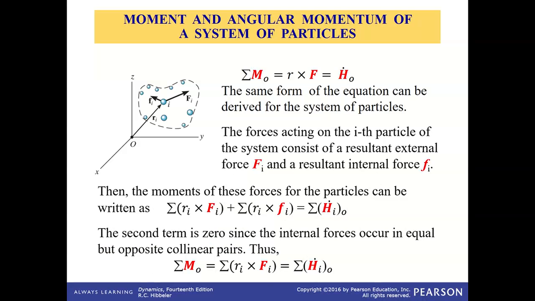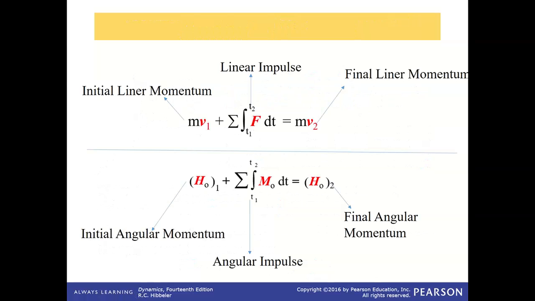Now this slide explains that when we have more than one particle, then we have to consider sigma H, that is the sum of angular momentum of all the particles. So once again, I'm comparing linear momentum with angular momentum to write the final equation.